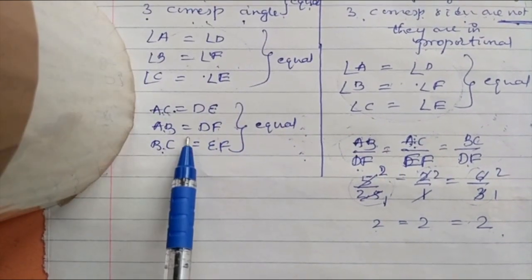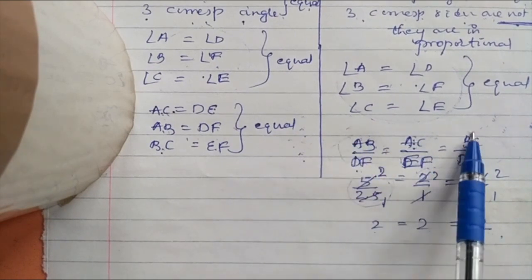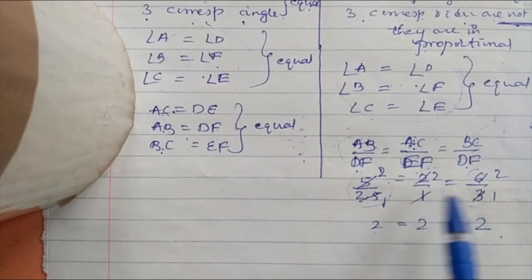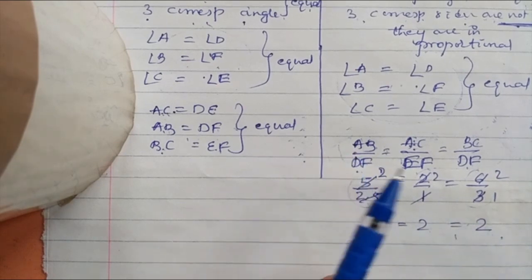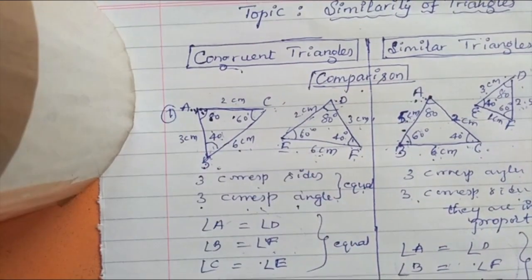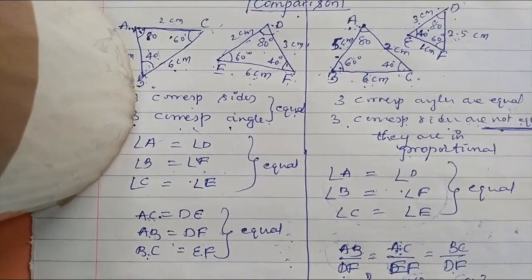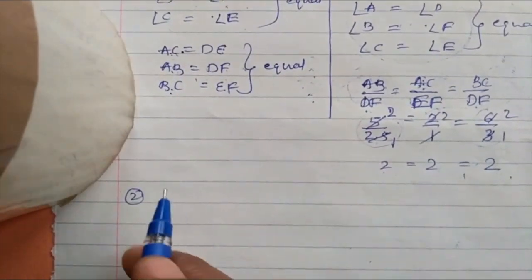In congruent, corresponding sides are equal. Here in similar triangle, corresponding sides are in ratio. When we write in ratio, they are equal. The first important difference is the major difference in the meaning of similar and congruent. Second difference, symbol.